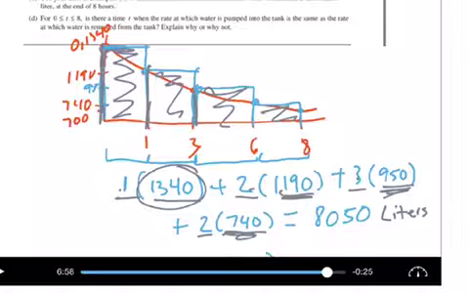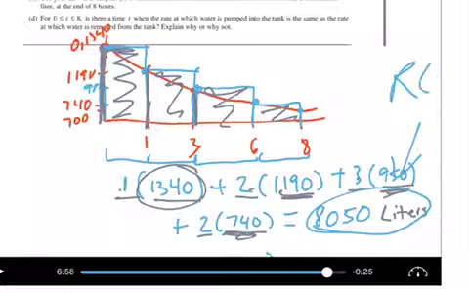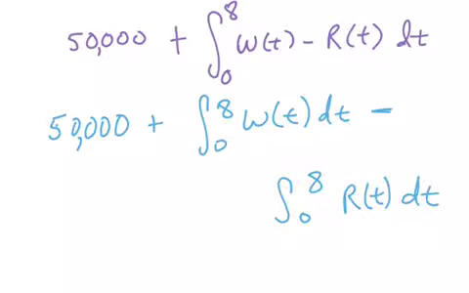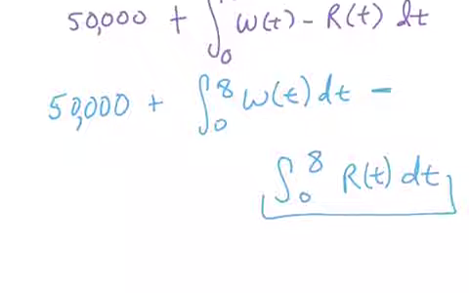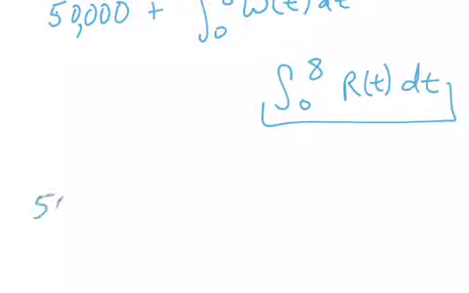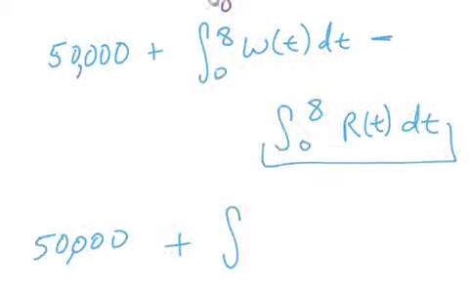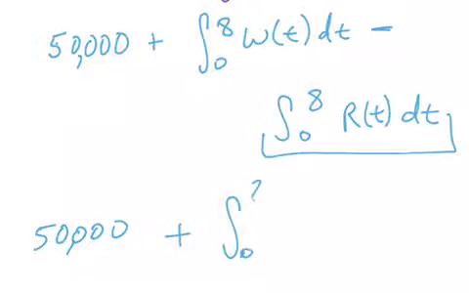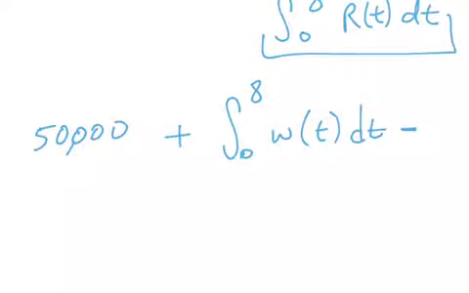Okay. Well, what do we know? Remember, back here we were solving for R(t), right? This value here represents R(t). So we know this part here is just going to be 8,050. So we have 50,000 plus the integration from 0 to 8 of W(t) dt minus, what was that number? 8,050.